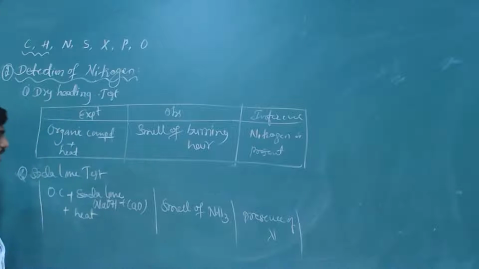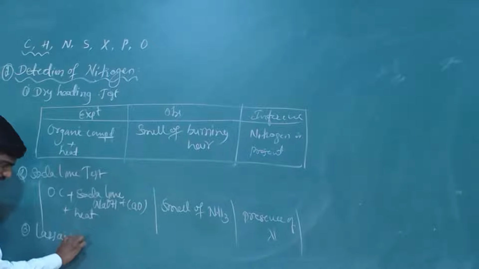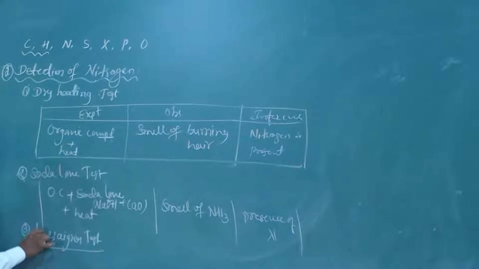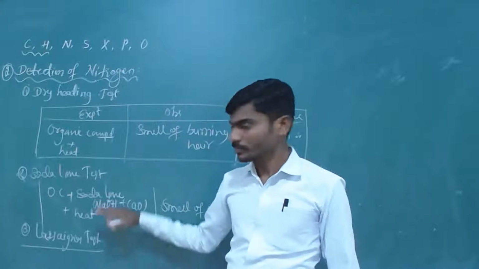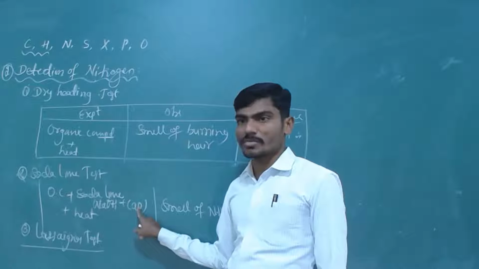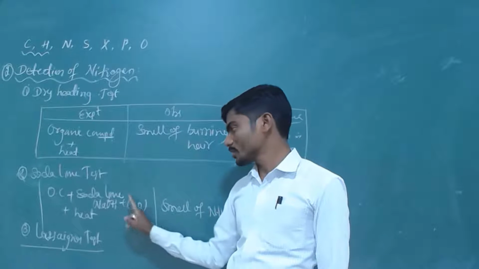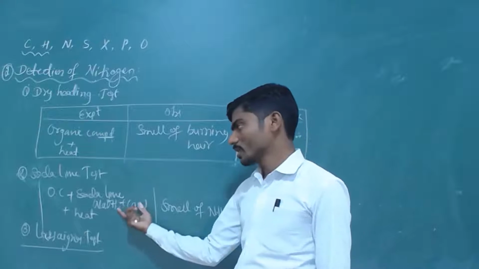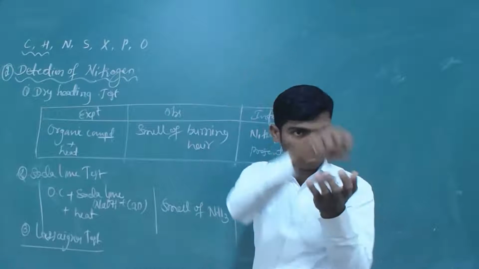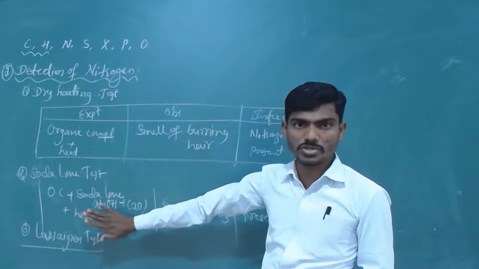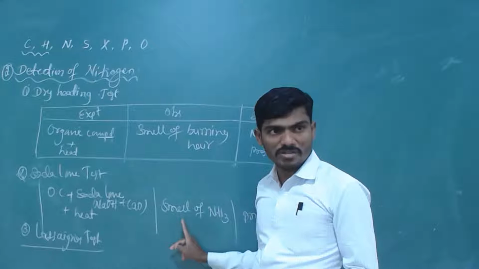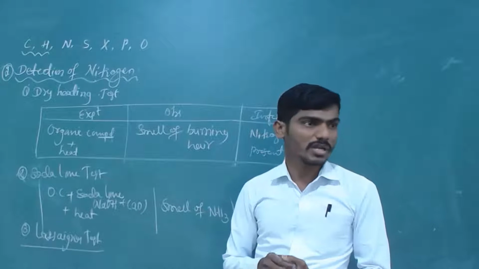The third one is Lassaigne's test, the sodium fusion extract test. Soda lime: the mixture of NaOH plus calcium oxide, CaO, is known as soda lime. Plus heat: organic compound plus soda lime and then heat. This is the procedure. If you observe the smell of ammonia, that indicates the presence of nitrogen in the given organic compound.